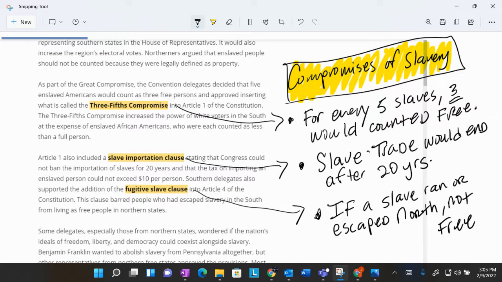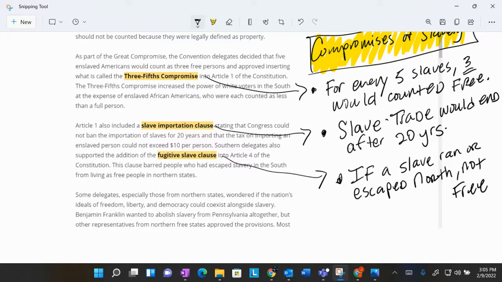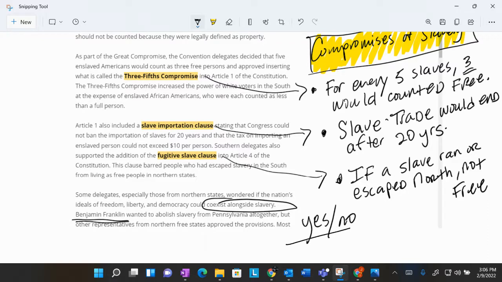Okay? There is a question in there that talks about: can freedom coexist with slavery? It's a rhetorical question. It's a question there for you to answer. Okay, it says here Benjamin Franklin definitely wanted to abolish slavery in Pennsylvania, but his views back then were in the minority. They were not very popular. So, obviously, today we would definitely say that it doesn't coexist, but back then they believed that it did.